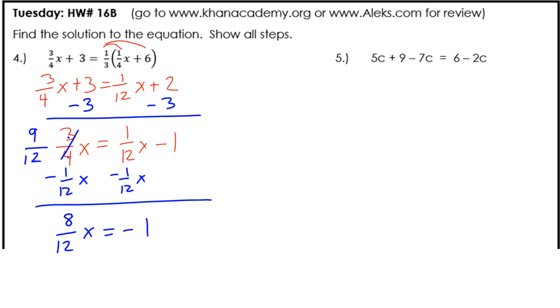And I'm going to reduce this here. 8/12 can be reduced by dividing both by 4. And I can get 2/3. And now to clear my final coefficient here, I'm going to multiply by the reciprocal. And there's my final answer: -3/2.